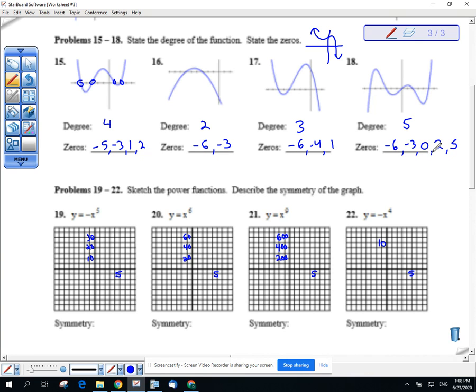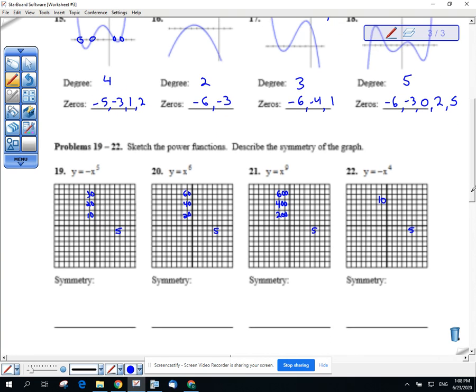Okay? And then lastly, this is somewhat more of the same of the graphs that we started with. So let's just maybe do 2 of these. And it also does talk about the symmetry. So let's just do 19 and 20.